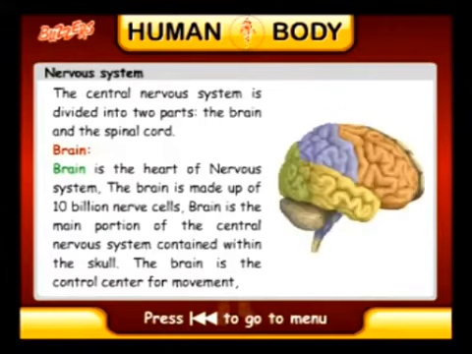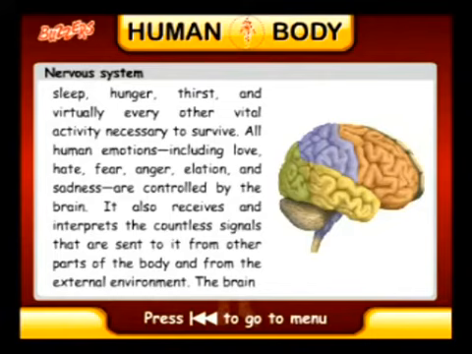Brain. Brain is the heart of the nervous system. The brain is made up of 10 billion nerve cells. Brain is the main portion of the central nervous system contained within the skull. The brain is the control center for movement, sleep, hunger, thirst, and virtually every other vital activity necessary to survive. All human emotions, including love, hate, fear, anger, elation, and sadness, are controlled by the brain.